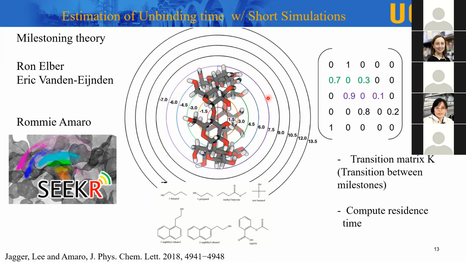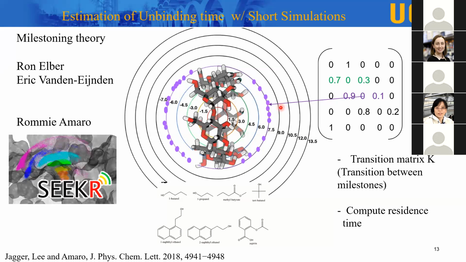Okay, and then let's start with one milestone, picking this purple one here. Then we run umbrella sampling or some other method to place a lot of initial conformations along this milestone to start a lot of short MD simulations. So say, for example, take aspirin: use umbrella sampling, place a lot of initial conformations here, and then let them run. And once the aspirin reaches the blue milestone, we stop it.